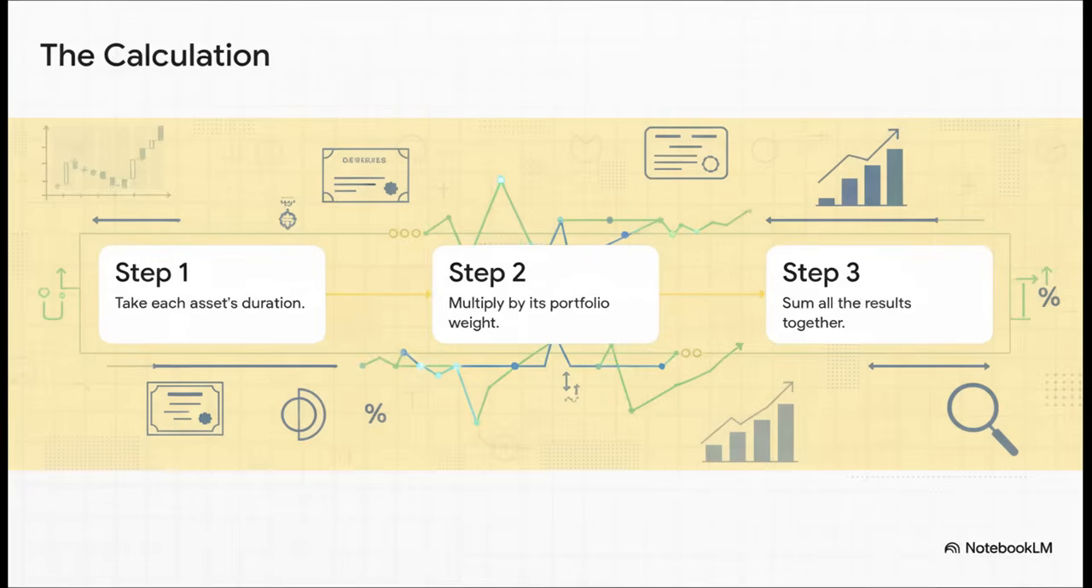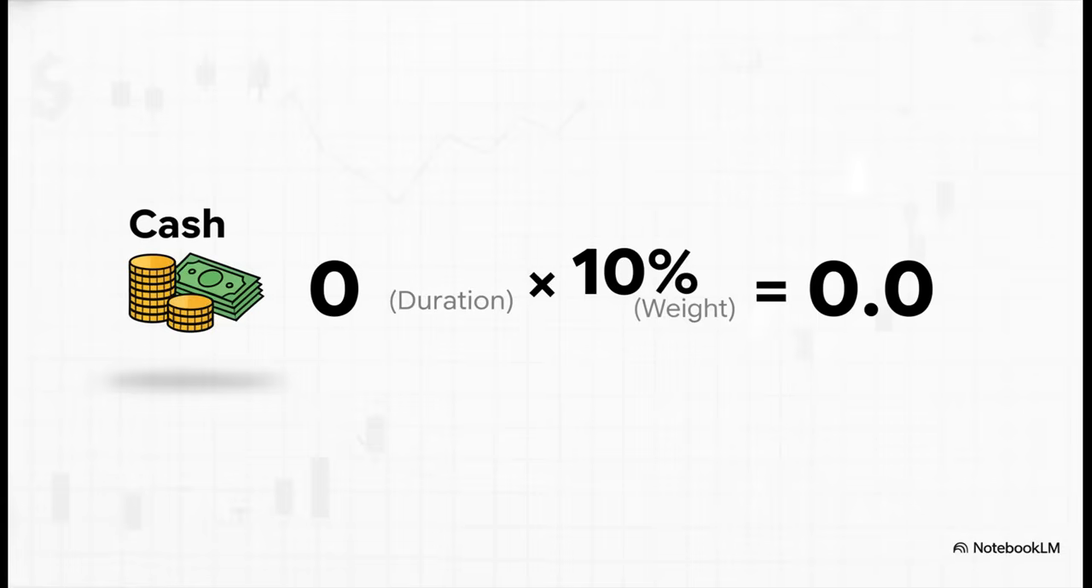The actual math here is surprisingly simple. It's just a 3-step process. For every single asset, you take its duration and multiply it by how much of it you own, its weight. You do that for everything in the portfolio, and then at the end, you just add up all those numbers. That's it. Let's do it right now. First up, the easy one, cash. Its duration is 0. So no matter what you multiply it by, its contribution to the portfolio's risk is 0. It's our nice, stable foundation.